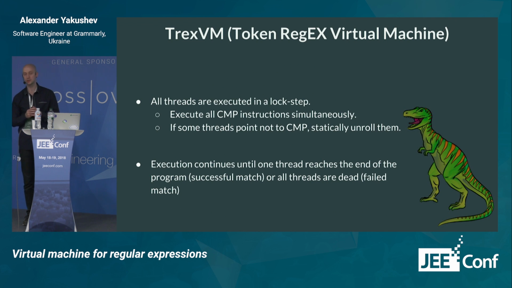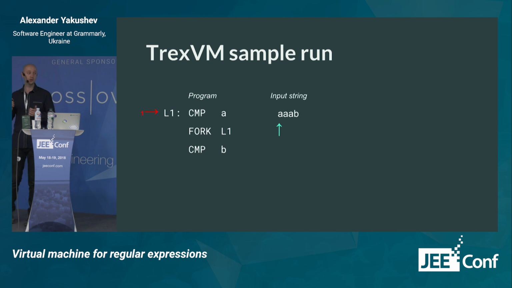Just a few more details. All threads are executed in lockstep. So we only execute compare instructions when all the threads point at compare. Whenever a thread does not point at compare, we try to unroll it further. Execution continues until either all of the threads are dead, which means the regular expression failed, or at least 1 thread succeeds, which means it's matched. This is a short demonstration.